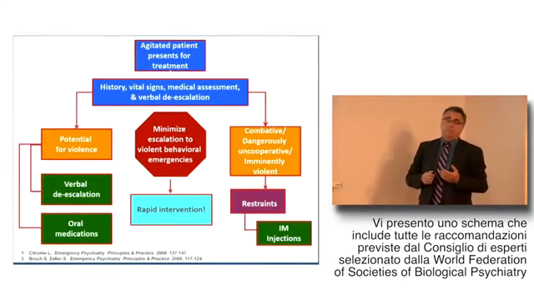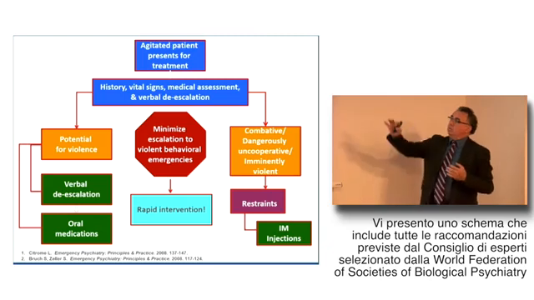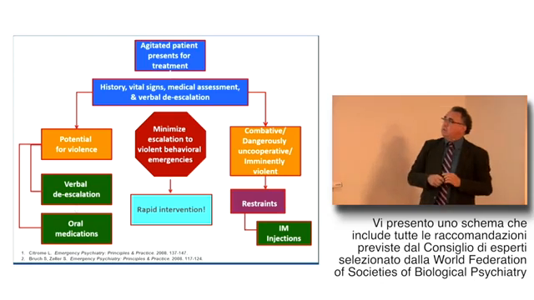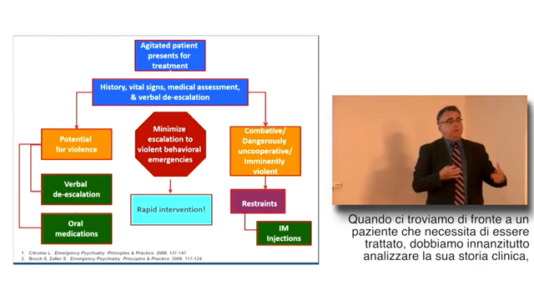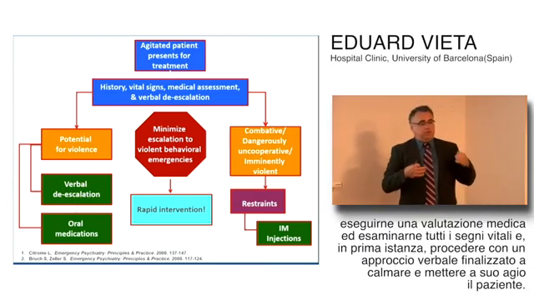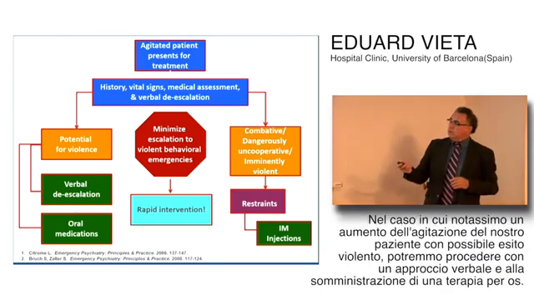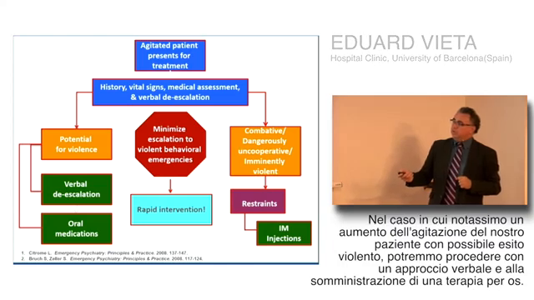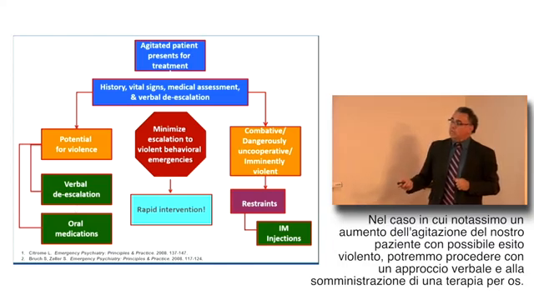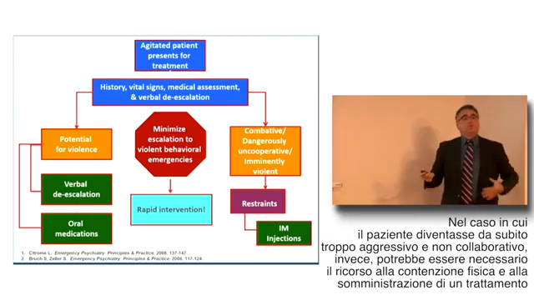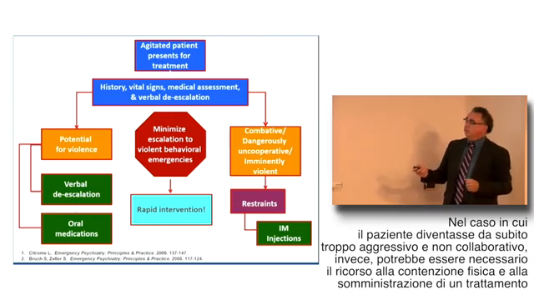And agitation: when the patient presents for treatment, you have to do these minimal things that were recommended by the experts: take a history, vital signs, a medical assessment, and if the patient is starting to be nervous, verbal de-escalation is very important. Speak quietly, tell the patient everything's going to be all right, let me help you, etc. If you see some increased agitation, potential for violence, verbal de-escalation and oral medication could be one choice. If the patient is already too aggressive, too violent, too agitated, uncooperative, you might need to use restraints and intramuscular medication.